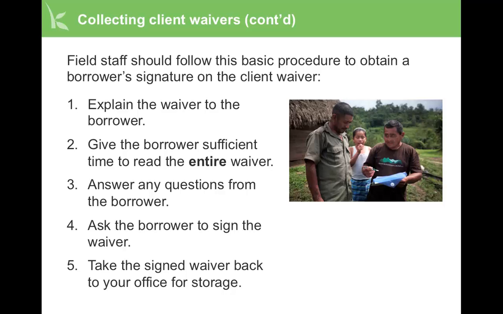Field staff should follow this basic procedure to obtain a borrower's signature on the client waiver. Step 1, explain the waiver to the borrower. Step 2, give the borrower sufficient time to read the entire waiver. Step 3, answer any questions from the borrower. Step 4, ask the borrower to sign the waiver. And step 5, take the signed waiver back to your office for storage.